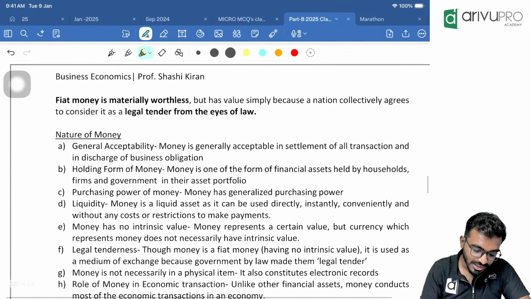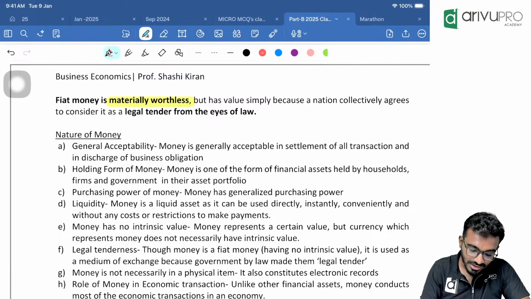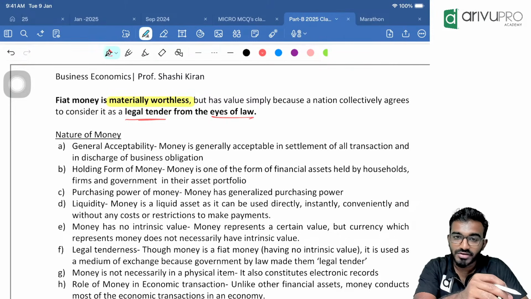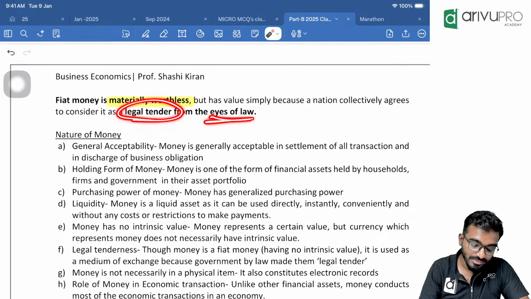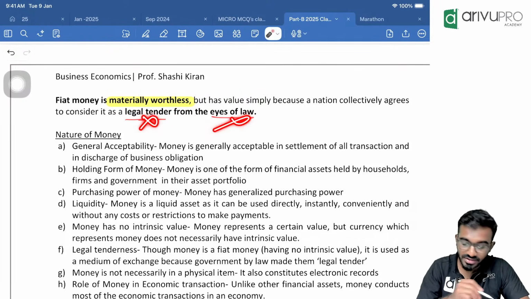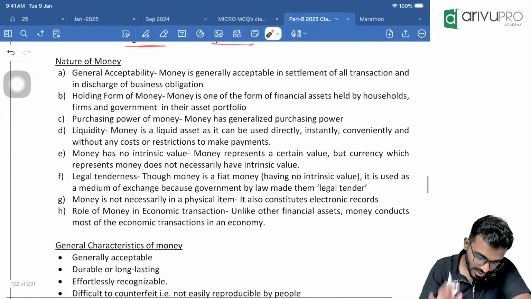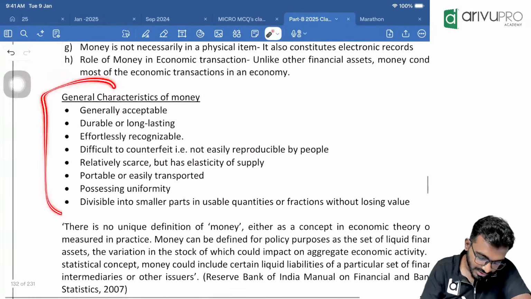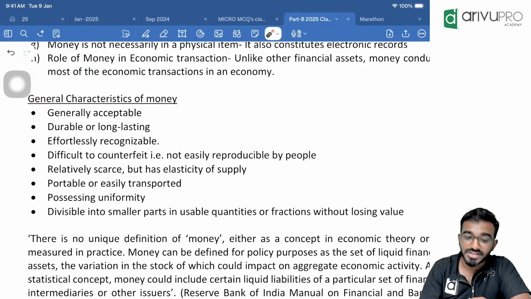In short, fiat money is nothing but something materially worthless, which is considered a legal tender. That means whatever currency note we are using today is called fiat money. Materially worthless, just a sheet of paper. Law recognizes that as a legal tender. If law stops recognizing this as a legal tender, it is no more considered to be money. And this is where usually in your exams the questions will come. From the nature of money and the general characteristics of money, which among the following is not a general characteristic of money? This is one of the most repeated questions.